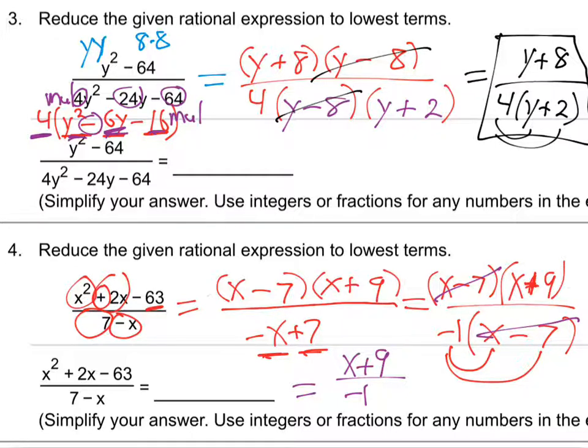So what do you do with it then? Well, you can separate that. That's x over negative 1 plus 9 over negative 1, right? You can write them each separate over negative 1. And then what happens there?